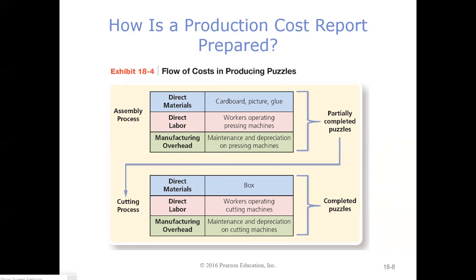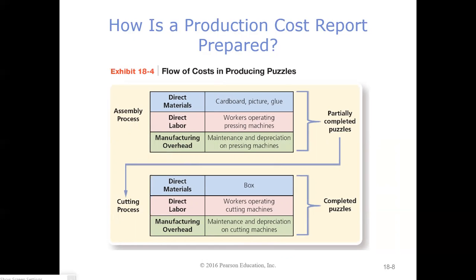So here's a company that makes puzzles. They have two processes. One's called the assembly process. The other's called the cutting process. If we're going to be process oriented, at the assembly line, the direct materials will be cardboard, a picture you put on it, and glue, to glue the picture onto the cardboard. The direct labor is workers operating a pressing machine, and then the manufacturing overhead is the maintenance and depreciation on the pressing machines.